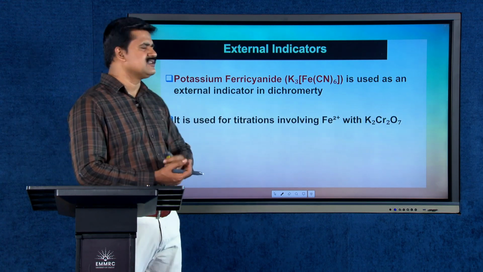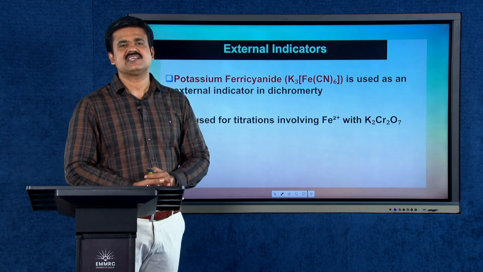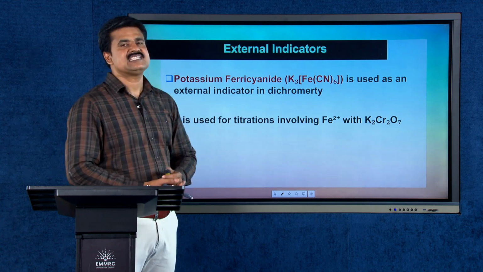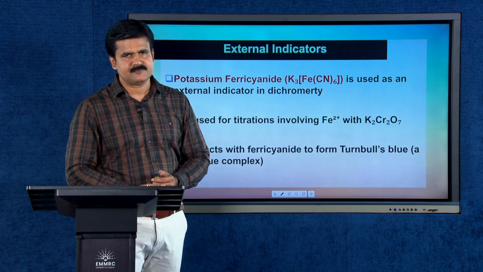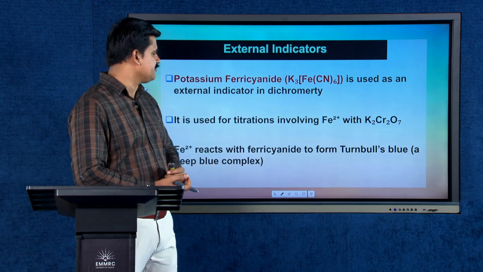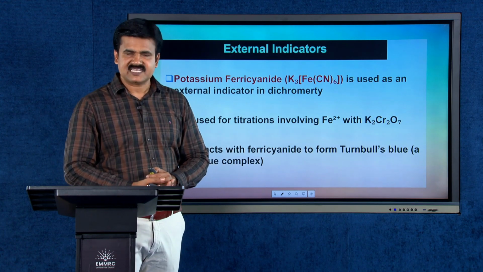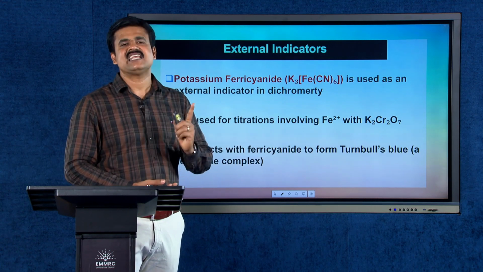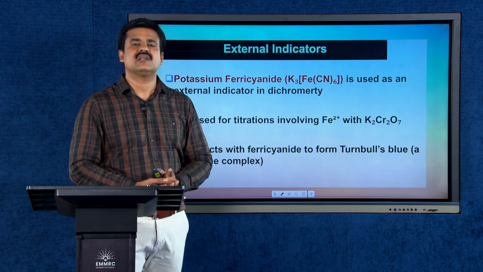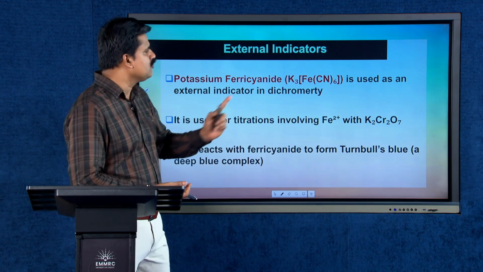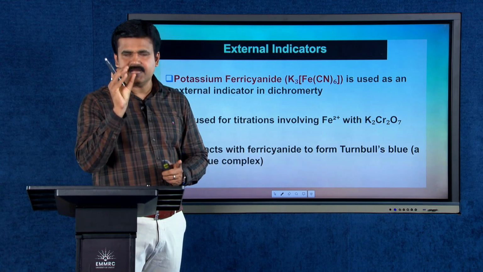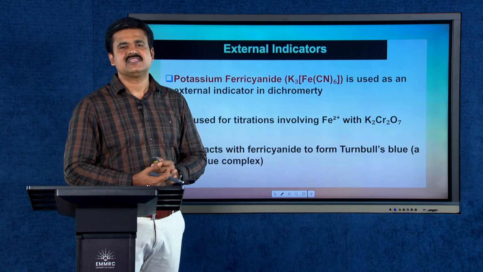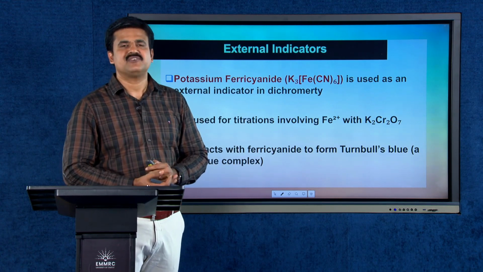Now, this reagent, potassium ferricyanide, is preferably used for titrations involving Fe2 plus, that is ferrous ion, with potassium dichromate. Fe2 plus reacts with the ferricyanide ion to form Turnbull's blue, which is a highly deep blue colored complex. This Turnbull's blue is the deep blue color whenever you are mixing Fe2 plus with the indicator potassium ferricyanide.